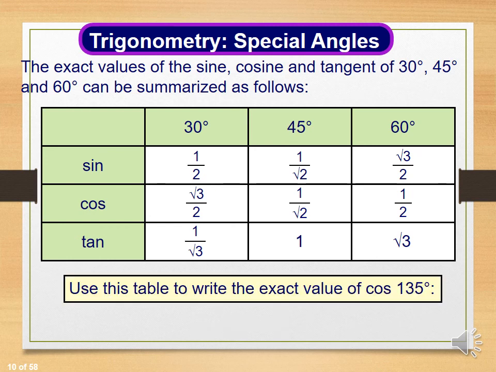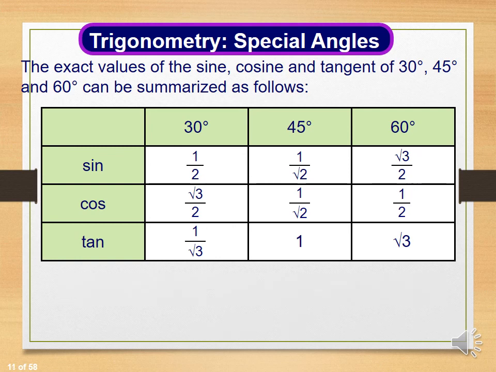Using the same table, what is the exact value for cosine 135 degrees? Cosine 135 degrees is also in the second quadrant. So 180 minus 135 gives us 45. However, cosine is negative in the second quadrant. So cosine 135 will be minus the value for cosine 45, which is minus 1 over root 2.